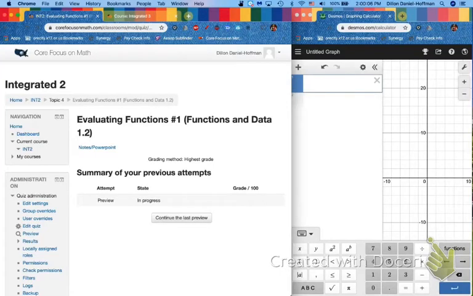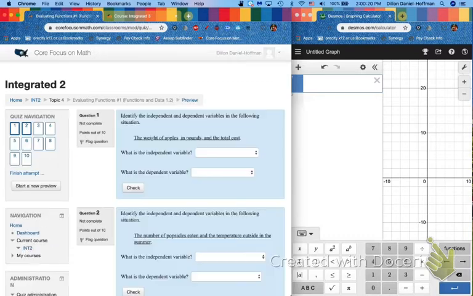Hello, everybody. Welcome to the first of two lessons in a row on evaluating functions. This will be the second and third lessons of our functions unit. So let's just go right ahead and dive in. Hit attempt quiz now, and you should be seeing a problem that looks very much like my number one.